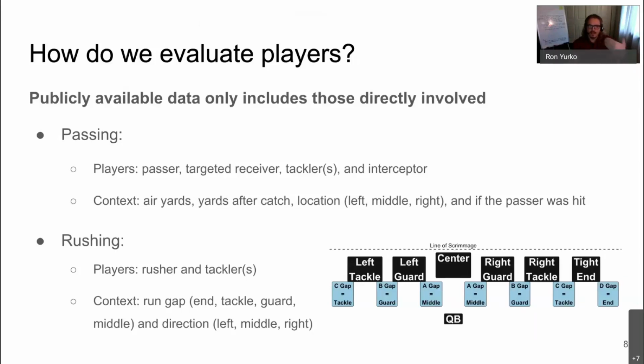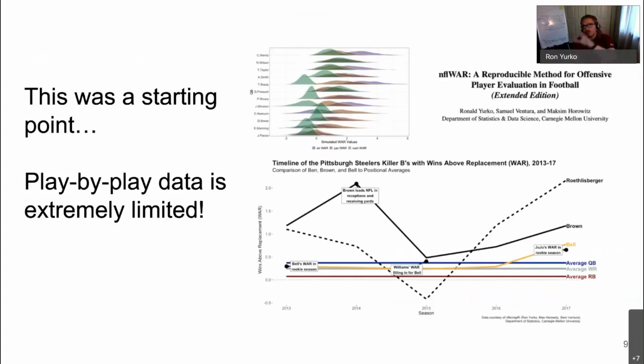So when I say we, I mean Max Horowitz, Sam Ventura, and myself. We did what we could, we thought, with play-by-play data to try to arrive at a wins above replacement measure by looking at essentially the average effect that Ben Roethlisberger has on his passing plays. And we came up with a way of arriving at wins above replacement. And this figure on the bottom right here shows you the change in WAR over time based on our efforts in this paper that's on the archive. You can check out that.